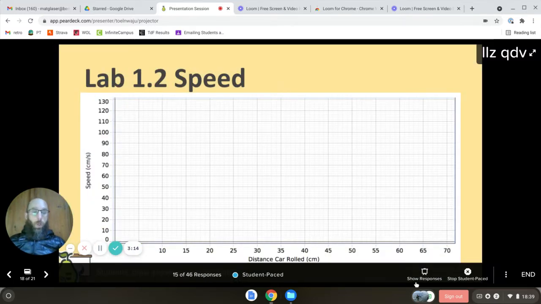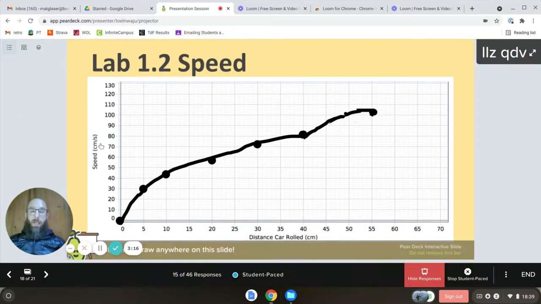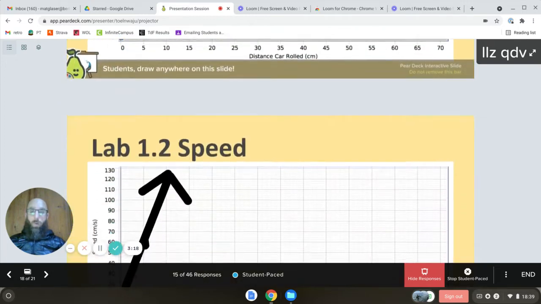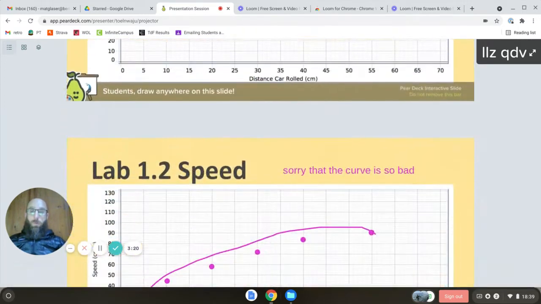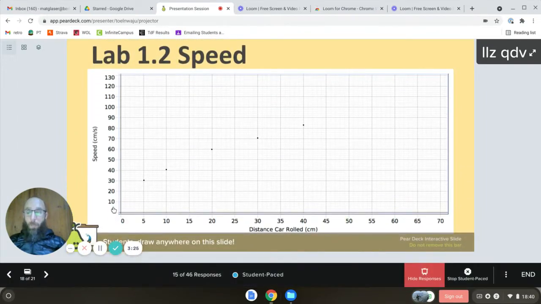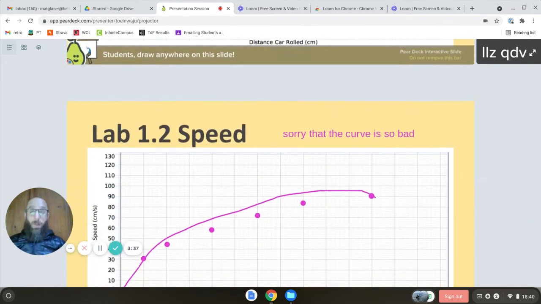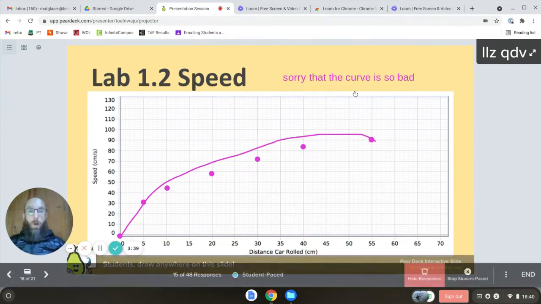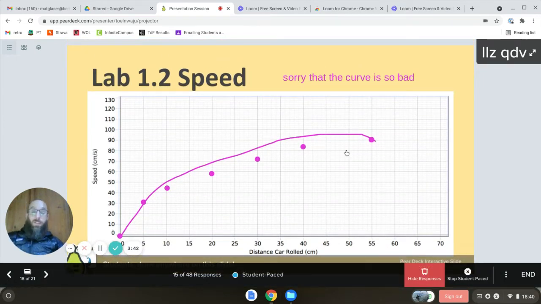And then I wanted to show you the graph. I'm just going to scroll through to find one. This one looks really good. I do want you all to draw lines for these, and we draw what's called a best fit line. You don't have to connect each individual dot perfectly, though sometimes you do. I'm actually going to use this one as an example. Even though it says, sorry, that curve is so bad, this curve is not actually that bad. I think this curve is really good, actually.